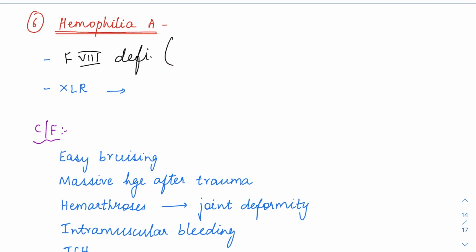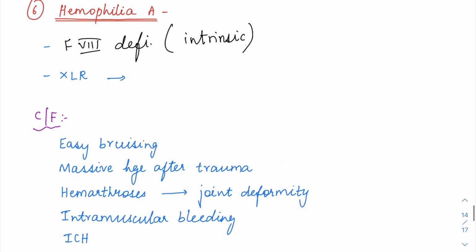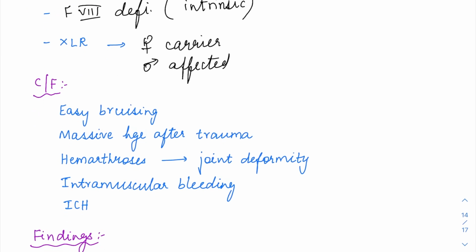Factor 8 is involved in the intrinsic pathway. And it is an X-linked recessive disorder. In any X-linked recessive disorder, females are going to be carriers while males are going to be affected. So only males will be affected, and they'll have a family history because it is X-linked recessive. You will have a family history.